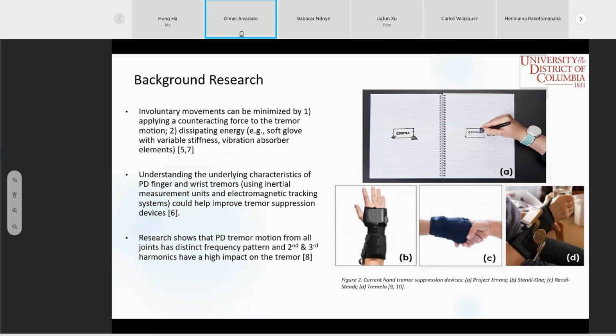Based on the literature review, there are many commercially available products that are primarily developed to control these tremors. But the problem is that most of these devices focus on tremors at the wrist and elbows, and especially for all those tremors that are caused by other neurological conditions, and not so much by Parkinson's disease.